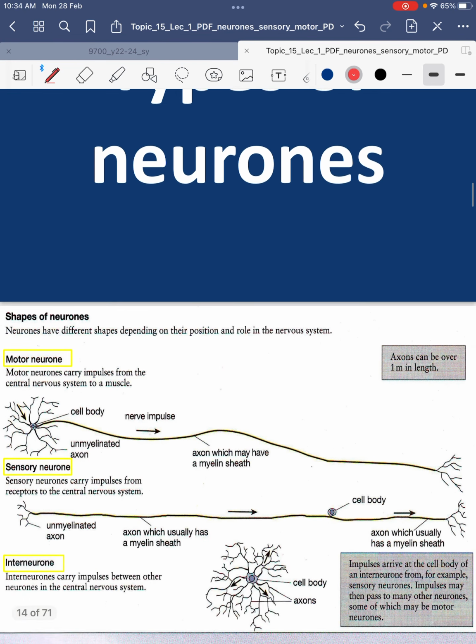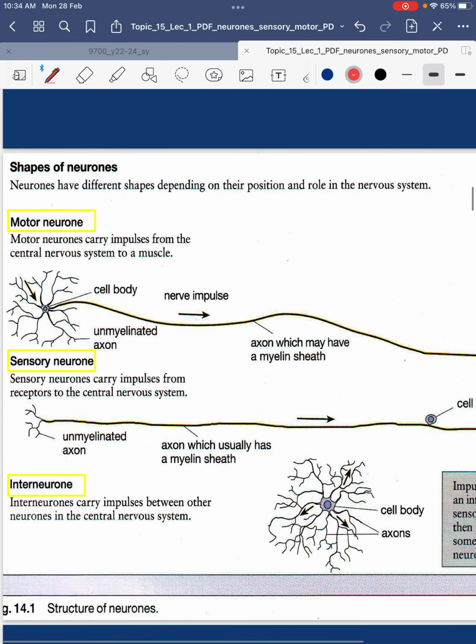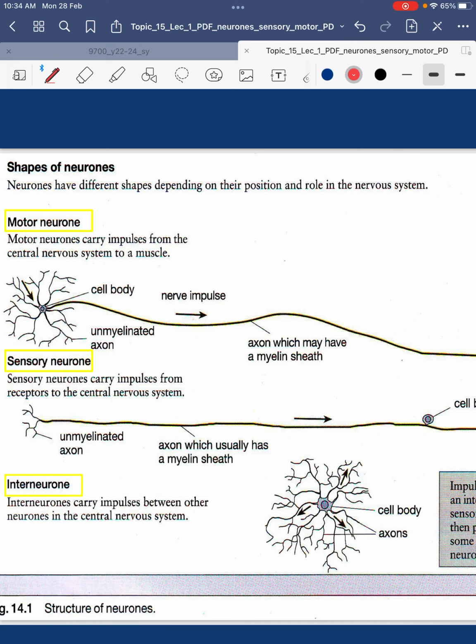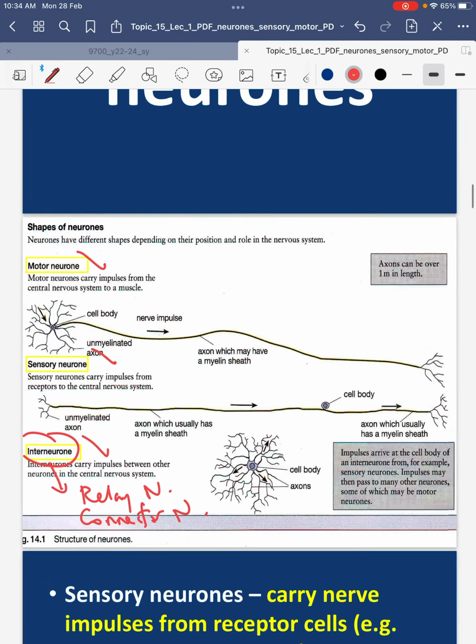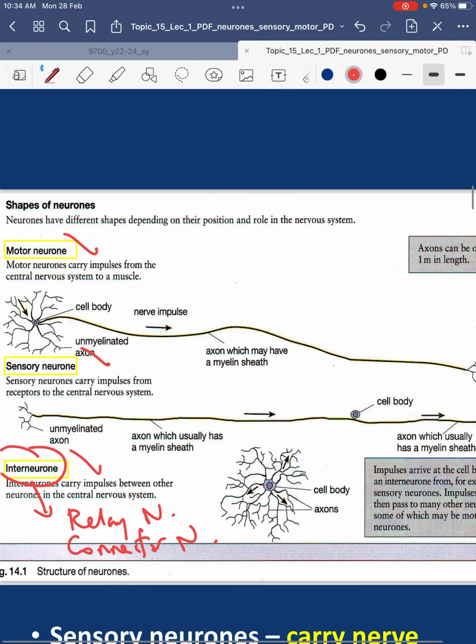And there are many, many different types of neuron. Just to name a few: motor neurons, sensory neurons, and interneurons. Interneurons have other names, such as relay neuron or connector neuron. So there are many different types of neurons.